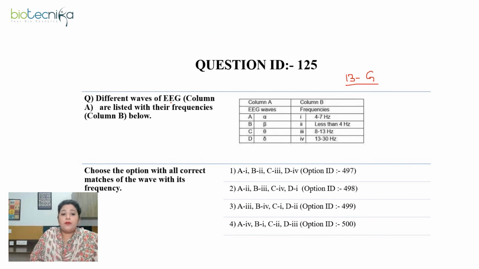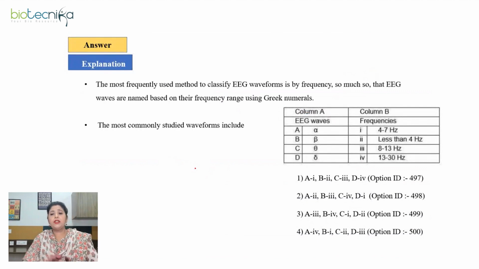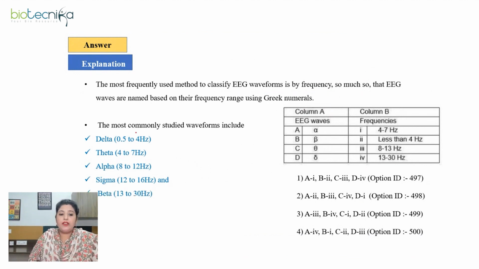Different waves of EEG are listed with their frequency. These are the EEG waves: alpha, beta, theta, delta, and in column B, the frequencies are given. Choose the option with all correct matches of the wave with its frequency. The EEG waves are named based on their frequency range using Greek letters. The most commonly studied waveforms include delta, theta, alpha, sigma, and beta, right? And you can see the frequencies I have mentioned here.